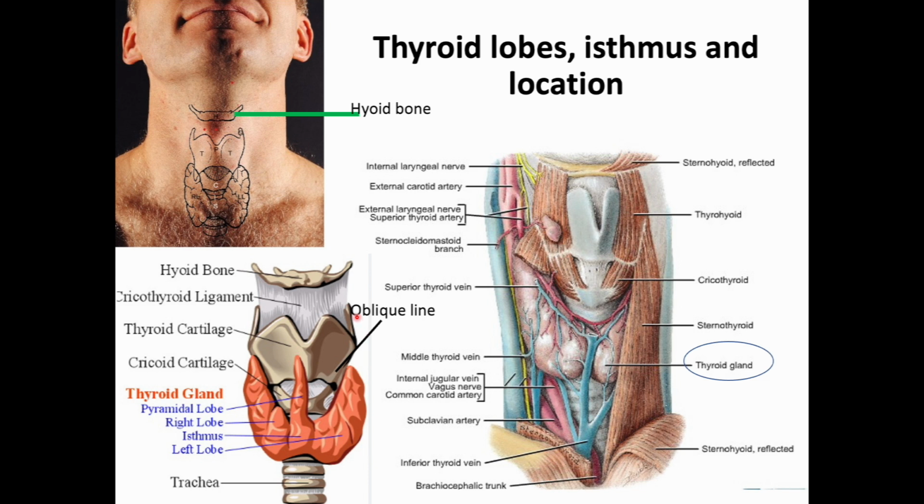As you see here, the thyroid gland is covered by some muscles. Here is the thyroid gland, covered by muscles we call infrahyoid muscles. Later I will talk about it. But just remember that the thyroid gland is bounded above by the larynx. Here is the hyoid bone, and just behind it you can find the trachea.